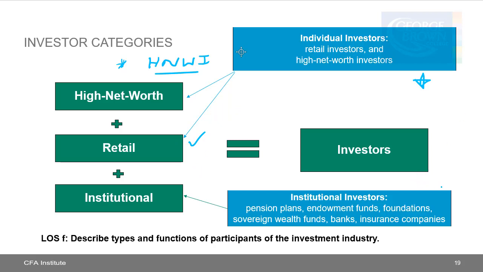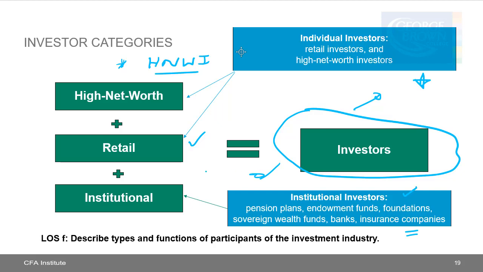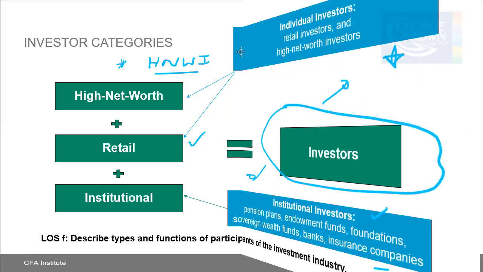The other category of investors are institutional investors, which is made up of pension plans, endowment funds, foundations, sovereign wealth funds, banks, and insurance companies. Remember, insurance companies are big investors. So when you put together the individual investors, high net worth and retail, plus the institutional, that's the investors, okay? The investors are made up of individual and institutional. Those are the 2 broad categories.